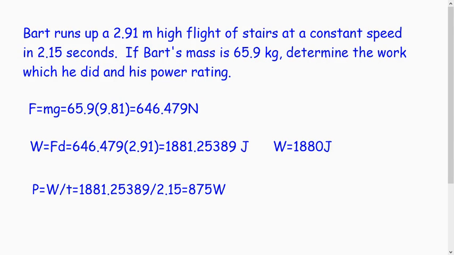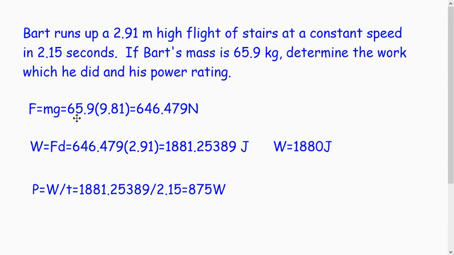Here's one example. Bart runs up a 2.91 meter high flight of stairs at a constant speed in 2.15 seconds. If Bart's mass is 65.9 kilograms, determine the work which he did and his power rating. Well, the first thing we need to do is find the force, because this actually gives us mass. Because he is going at a constant speed, we know that the force he's exerting must be equal to his weight.